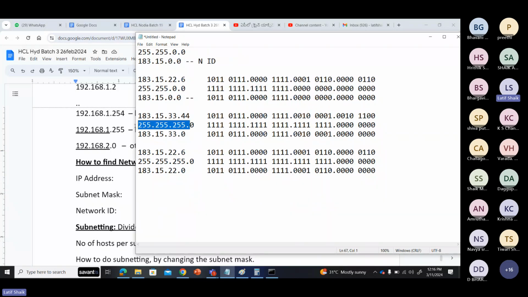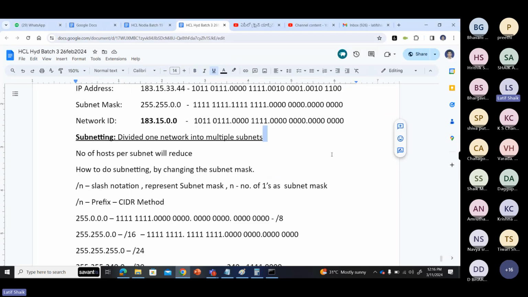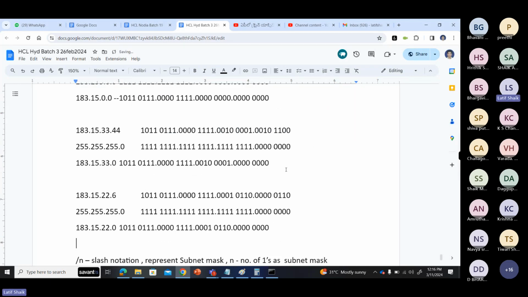But here I changed the subnet mask. I changed it manually. So here it is an IP address, and here it is an IP address, but their network ID is different. This means this system and this system cannot communicate with each other. Just for our understanding, we have written it like this.